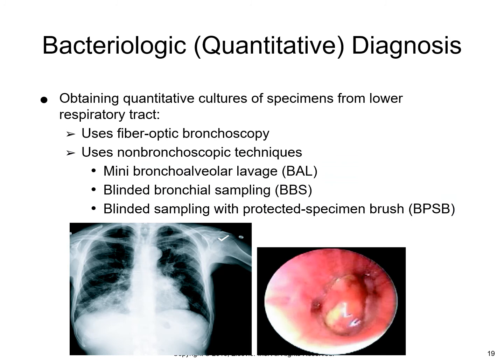Other things that they use to diagnose it: they're looking at doing a bronchoscopy. They could be doing a lavage, a little mini lavage, or the protective specimen brush, that's the PSB that we have to do. I think I always say PBS, but it's PSB. Or blinded bronchial sampling. These are the different ways they can obtain cultures from the lower respiratory tract.